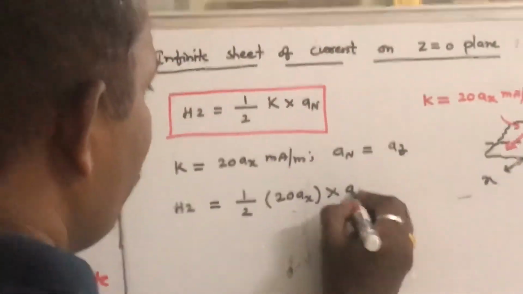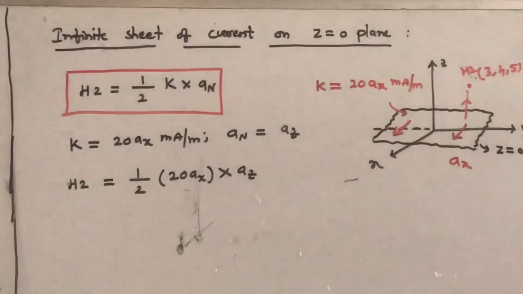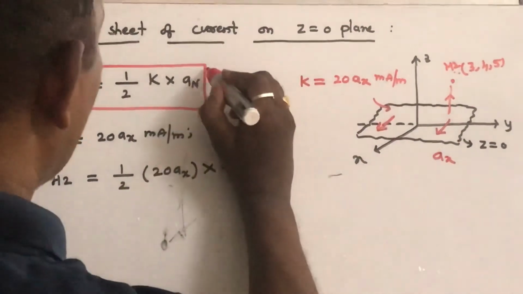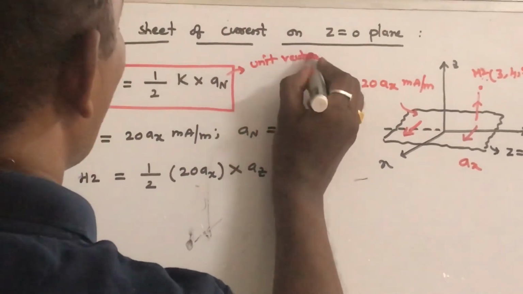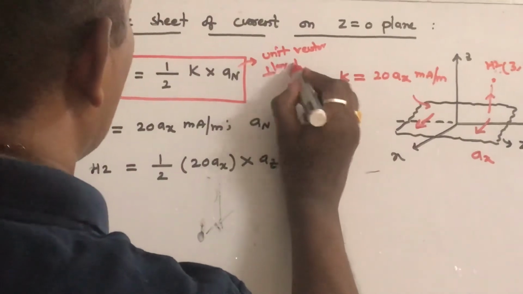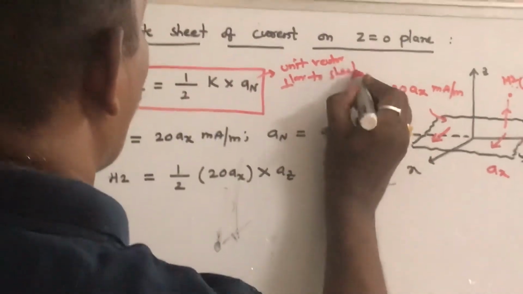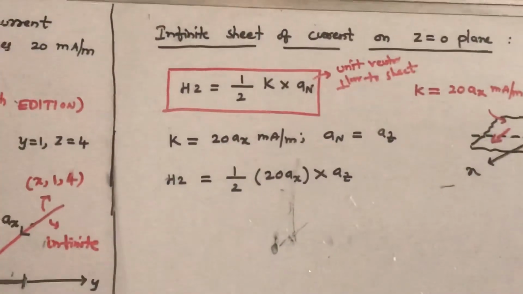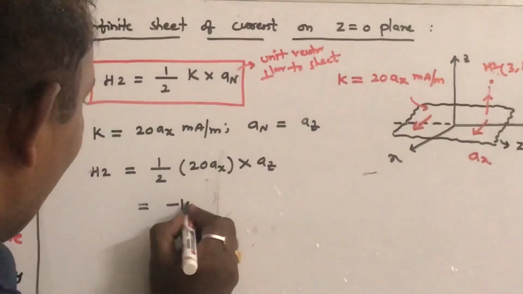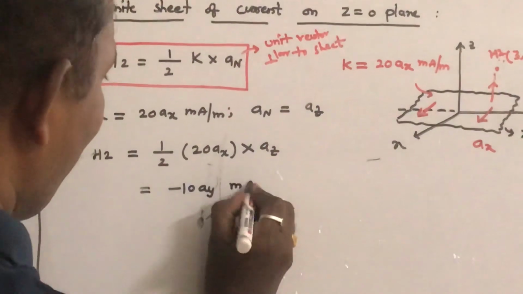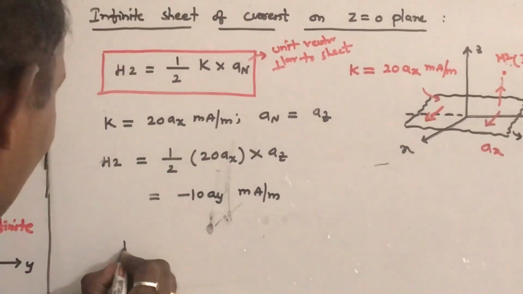Cross product with the unit vector AN, the unit vector perpendicular to the sheet. Remember this unit vector perpendicular to sheet. So it will come out as minus 10 AY milliampere per meter.